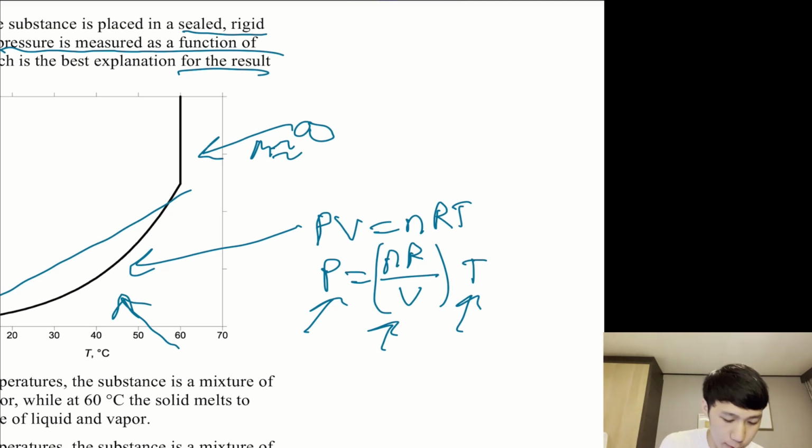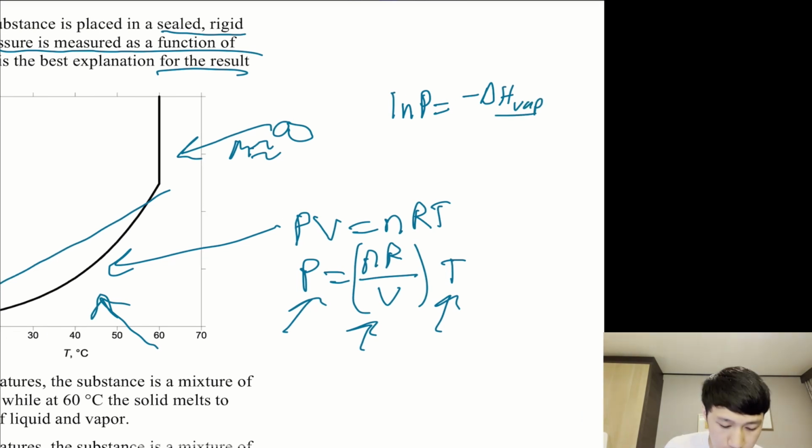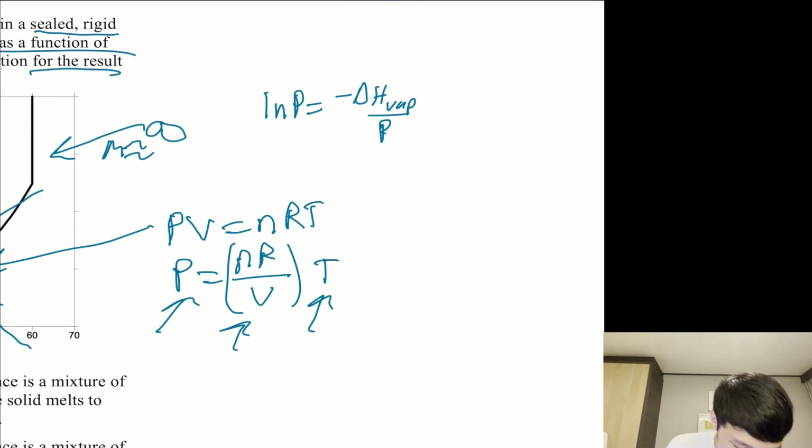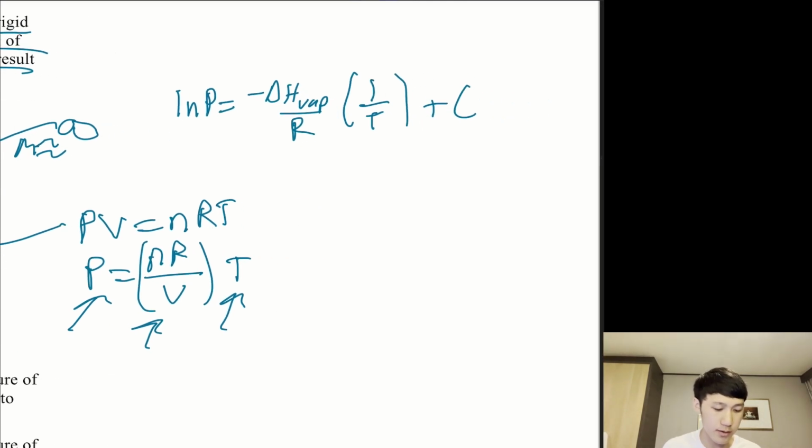And that is governed by the Clausius-Clapeyron equation, which is the natural log of P equals negative, I believe, delta H of vaporization or sublimation, depending on whether it's a solid or a liquid, divided by the gas law constant times 1 over T, plus C, which I think is delta S over R.